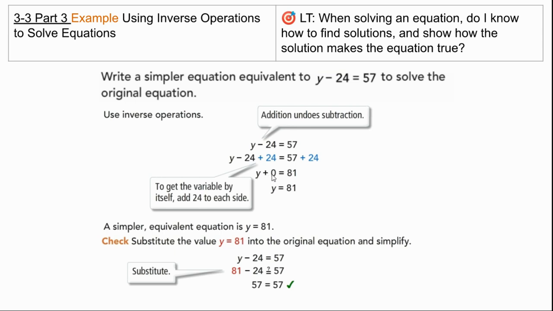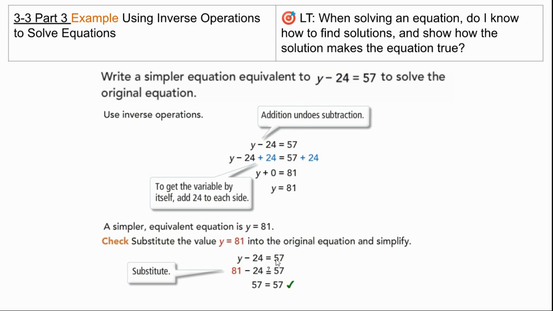The identity property of addition is in play here. Any number plus 0 equals itself, and that includes variables. That's why y plus 0 equals y. A simpler equivalent equation is y equals 81. Yes, this is still an equation because you have an equal sign and you have values on both sides of it. So check. We're going to substitute the value for y, 81, into the original equation and simplify it.